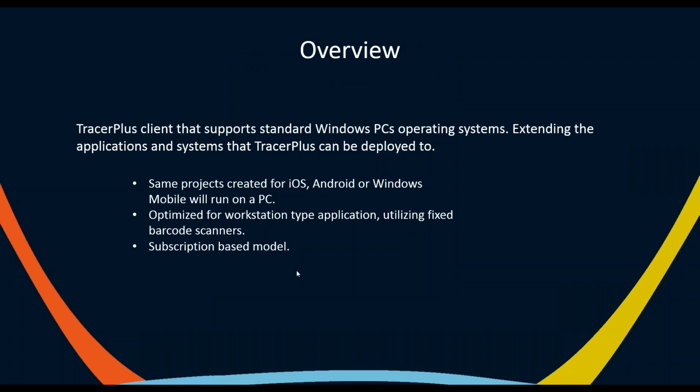Basically, it's a TracerPlus client that'll run on a Windows-based PC. So really what we tried to do is take the same engine that we have for iOS, Android, and Windows mobile-based devices and just support this additional operating system. And you can take those same applications that you've created for those other platforms and deploy them to a PC. So really, to get up and running, you can take the same projects that you've developed in the past, deploy those same exact projects to this PC and use it in just the same way, minus maybe the mobility of an Android or an iOS-based device.